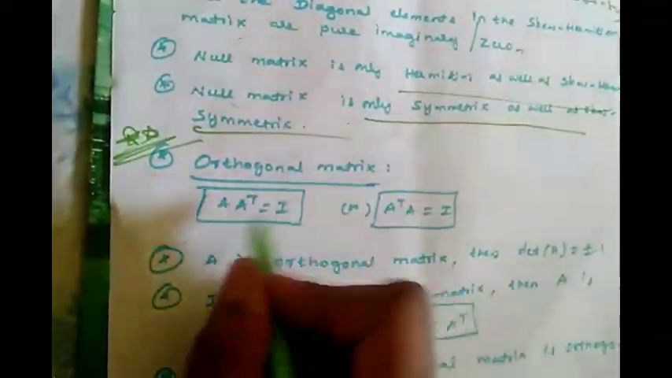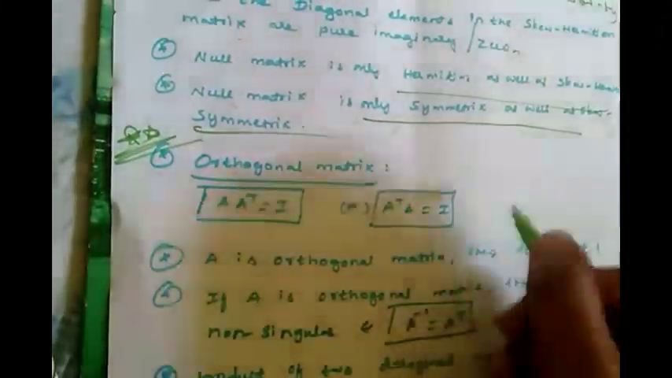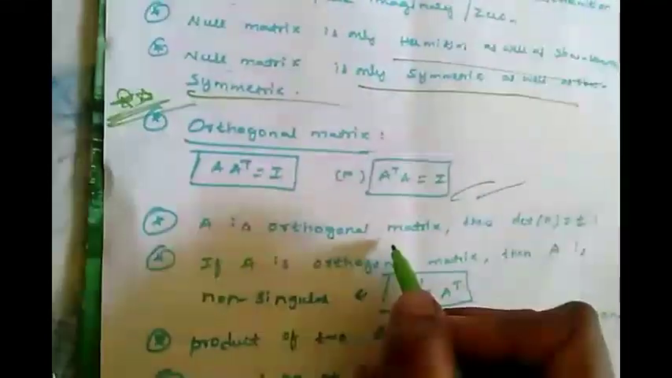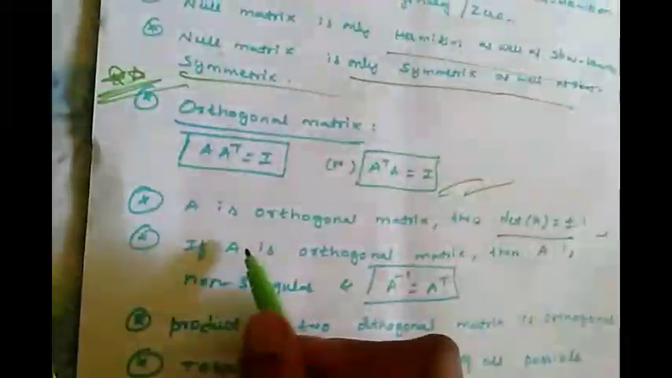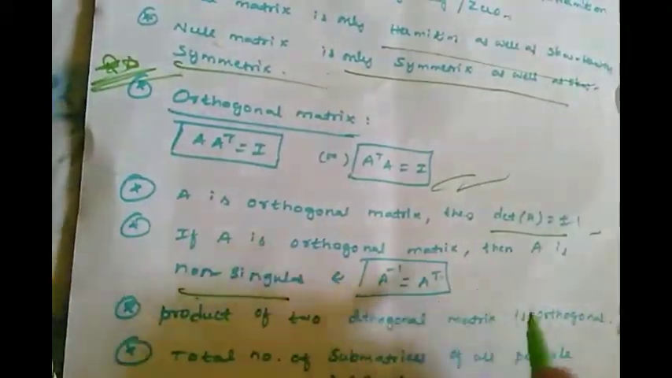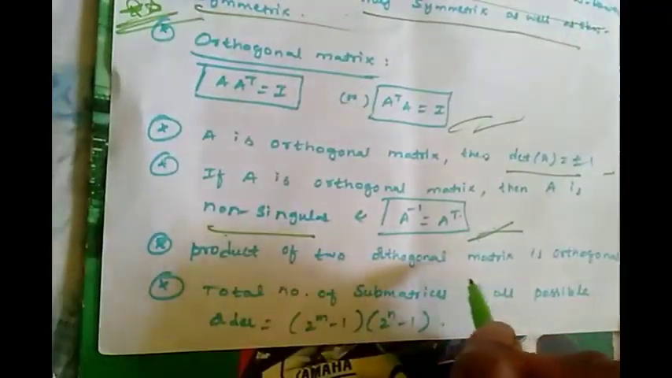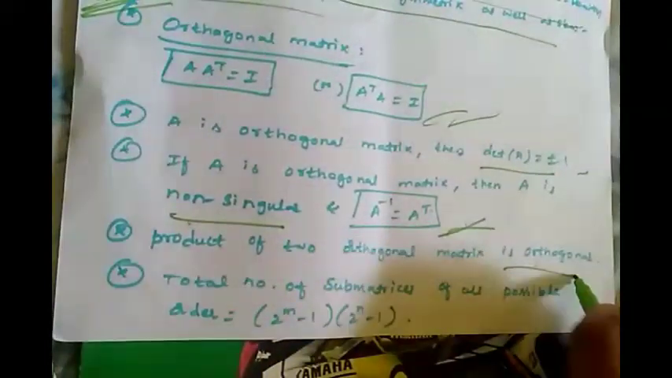A into A transpose is equal to I, or A transpose A is equal to I. If A is an orthogonal matrix, then the determinant of A is equal to plus or minus 1. Then A is non-singular and A inverse is equal to A transpose. The product of two orthogonal matrices is orthogonal.